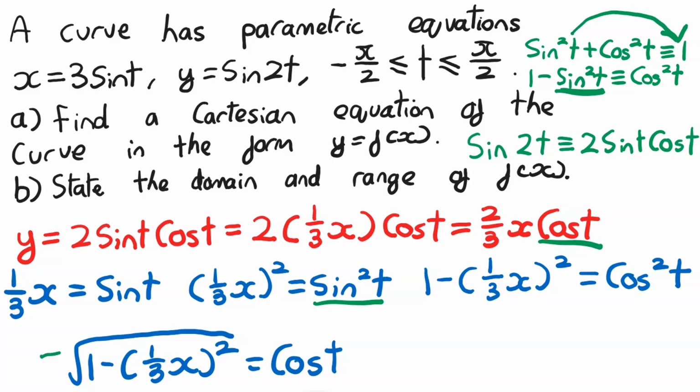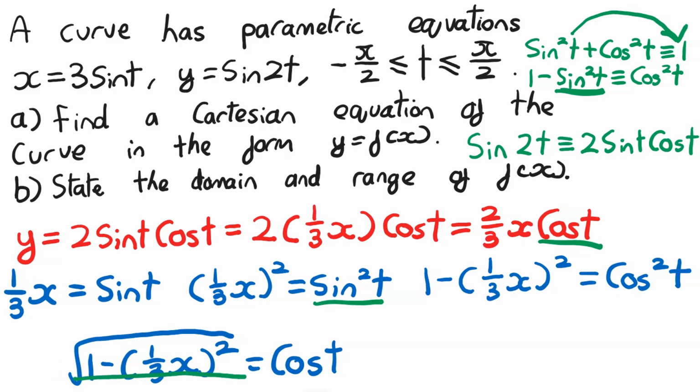Just quickly, we don't need to worry about the plus or minus here, because in this domain, for t between minus pi over 2 and pi over 2, cos t cannot be negative, so we don't need to worry about this being a negative value. It's always going to be the positive one.